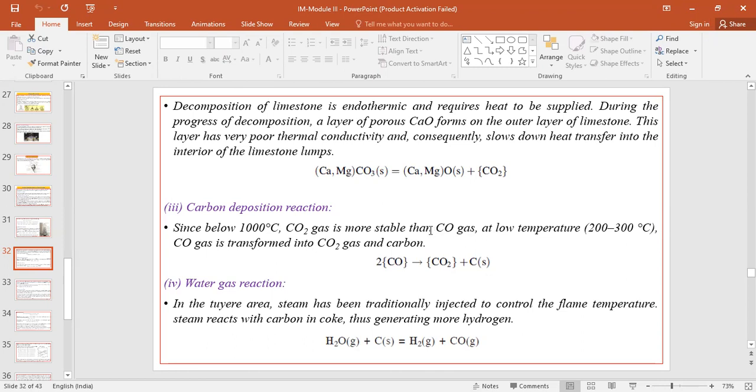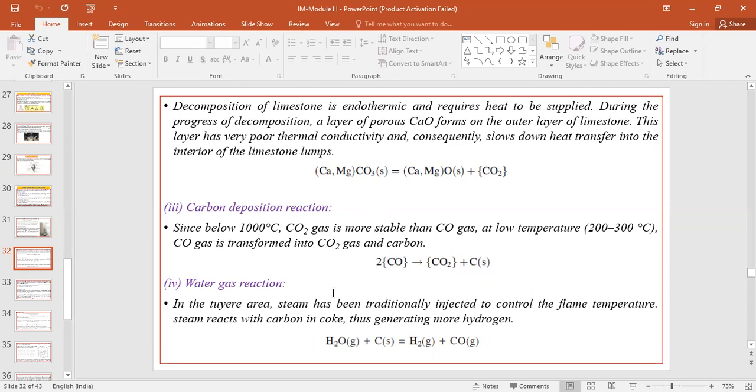So at low temperatures, CO gas is basically transformed to CO2 gas and carbon. This is the dissociation of CO into CO2 plus C, and whatever carbon is formed will get deposited on the iron bearing material. That's why it is called the carbon deposition reaction.